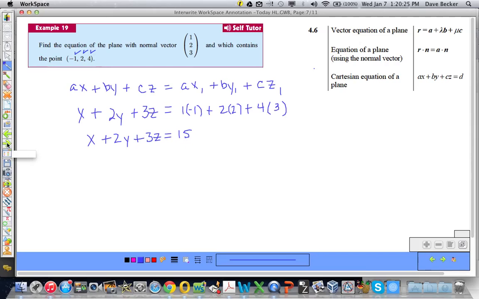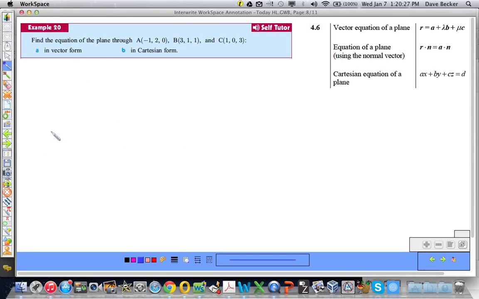Okay, so next up, find the equation of the plane through these 3 points. If you think about it, hopefully you know this, through any 3 points there is at least one plane, and there's an infinite number of planes through collinear points. That's why I said at least through any 3 points. All right, so let's find it in vector form. So here's how we're going to do it.